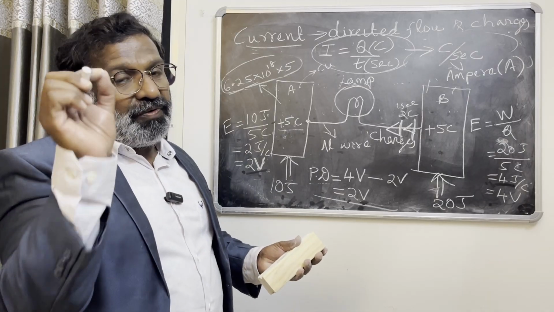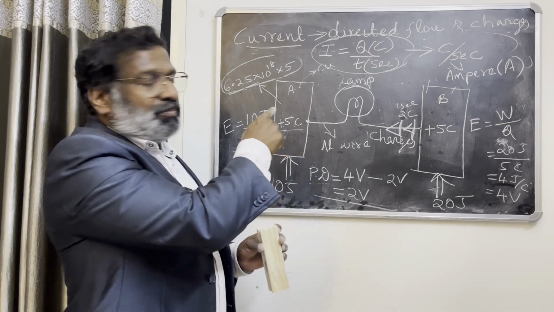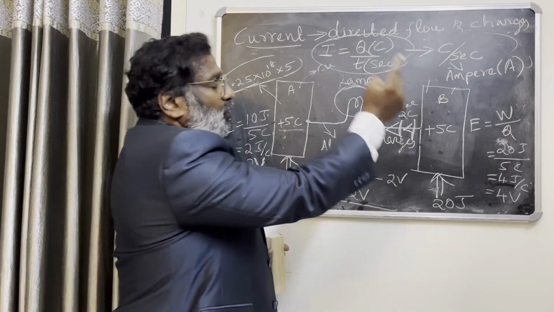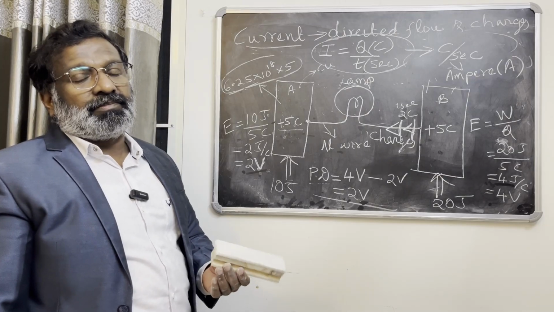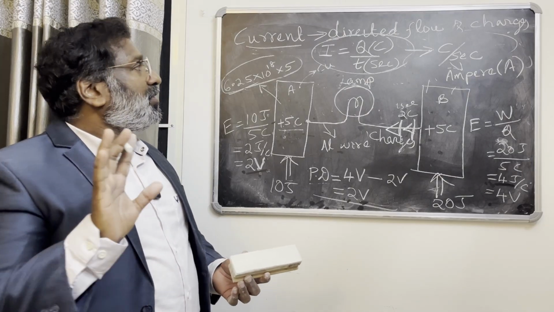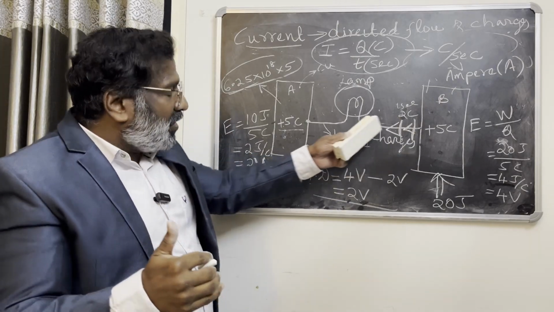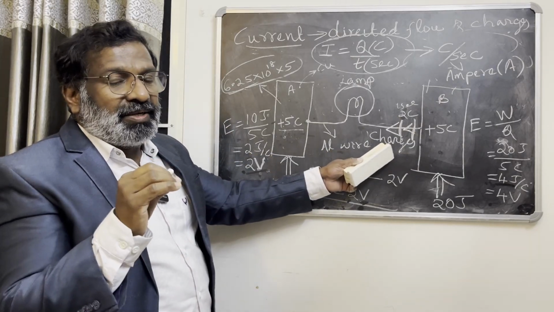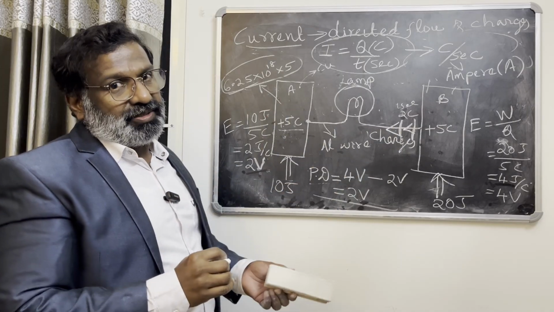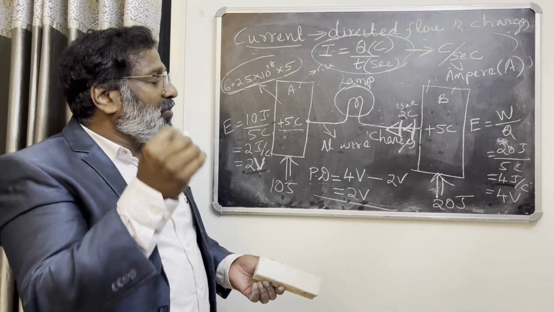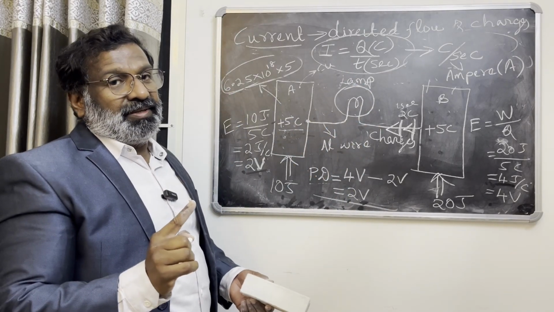How will you mark direction of current? From higher potential to lower potential. Because current is directed flow of charges, it will flow from higher potential to lower potential. Clear? Now I am going to bring in a variation here. This flow of charges means we assume that the flow of charges is positive charges. Earlier days we believed that current is due to flow of positive charges.